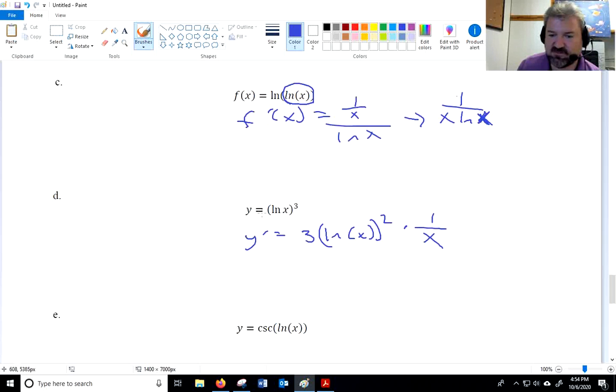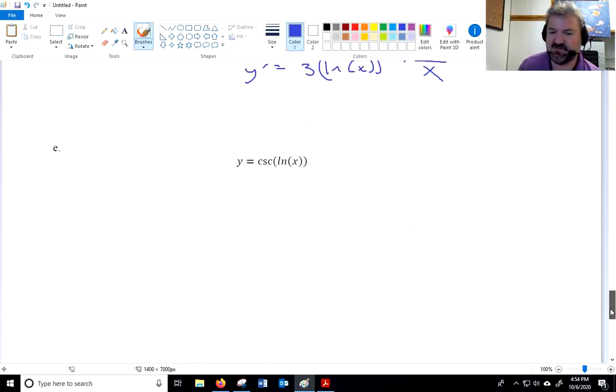Don't try and bring that exponent down, because that's only if the 3 was on the x. I mean, I brought it down in the derivative, but don't try and use log expansion here, because that's natural log of x, and that whole thing is cubed, not natural log of x where only the x is cubed. Cosecant of natural log of x.